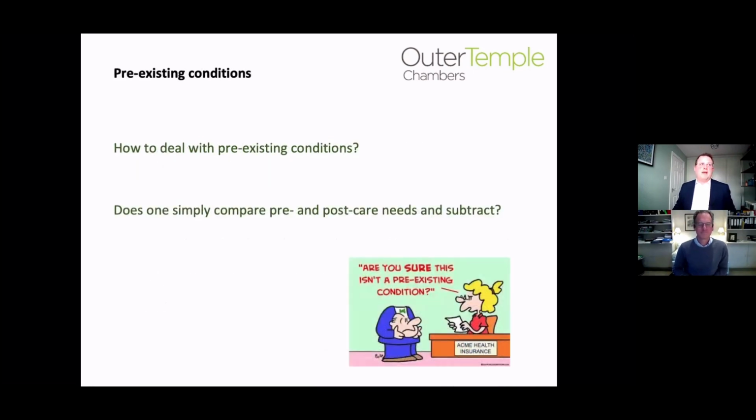Moving on to the topic of pre-existing conditions and how to take these into account. Intuitively, you might have thought that this exercise involves a simple comparison of pre- and post-accident needs. So if you previously had a claimant that required 4 hours a day, and after he required 10, you could claim for 6 hours, right? Well, the picture isn't quite that simple.